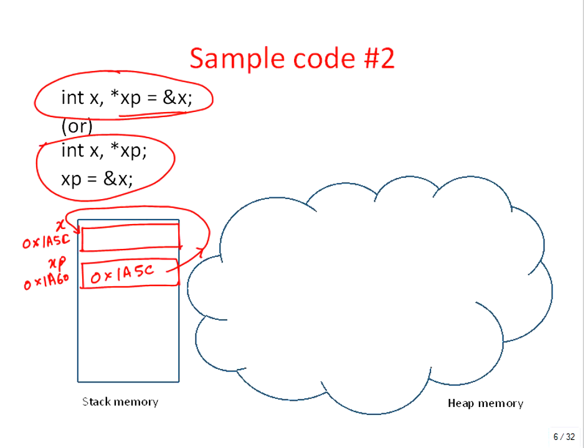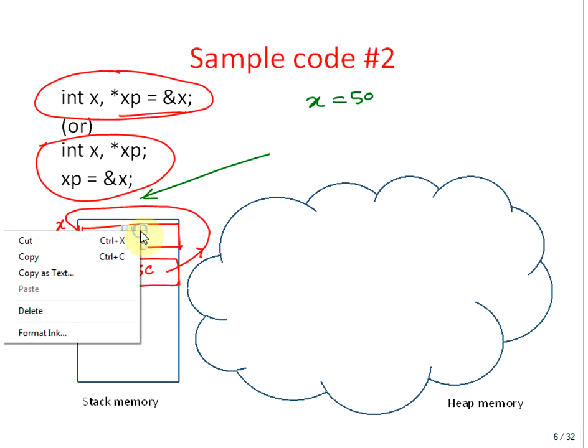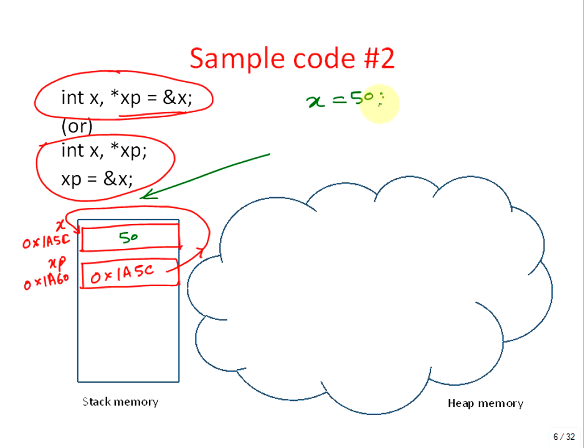Okay, so how can you allocate value to x at this point? Well, you can just say x equal to 50. As soon as you do x equal to 50, it's going to store there like that, right? Then you can write star xp equal to 50. This one and this one both do the same thing.